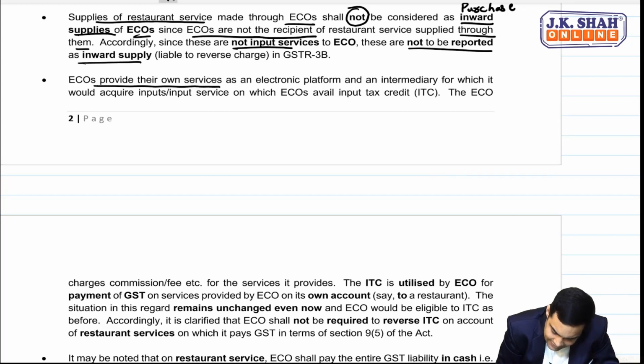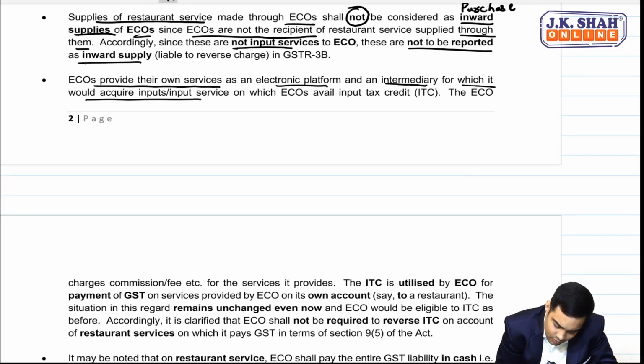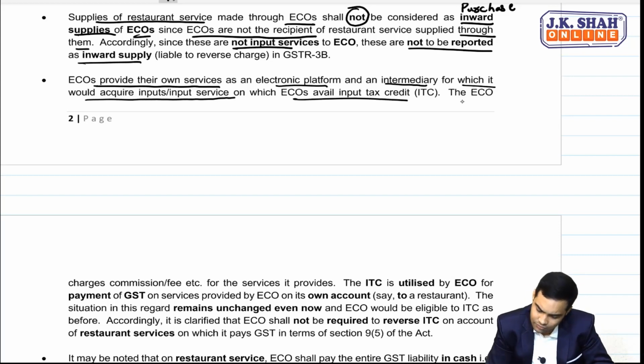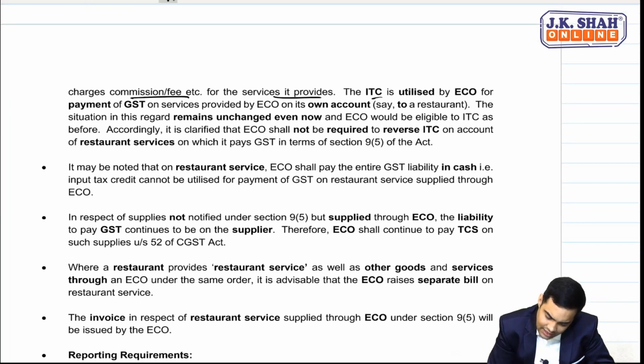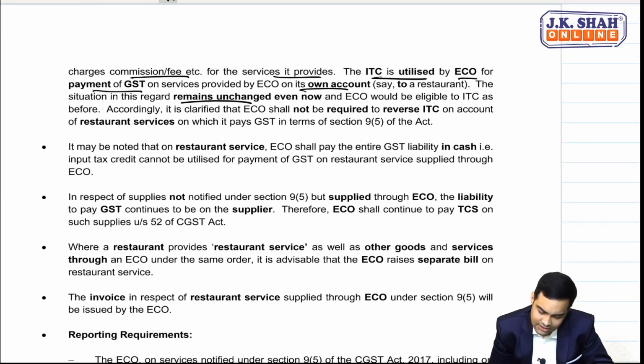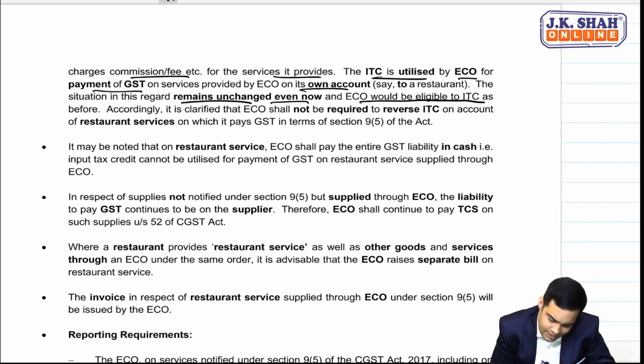Ecos provide their own service as an electronic platform and an intermediary, for which it would require input and input services on which Eco avails ITC. The Eco charges commission for its services. ITC is utilized by Eco for payment of GST on its own account. The situation remains unchanged even now. Whatever they were doing earlier for their books, it remains the same. And Eco would be eligible for ITC as before.